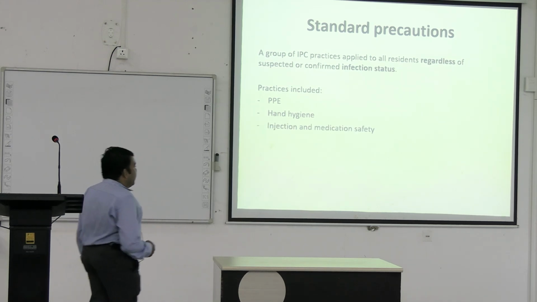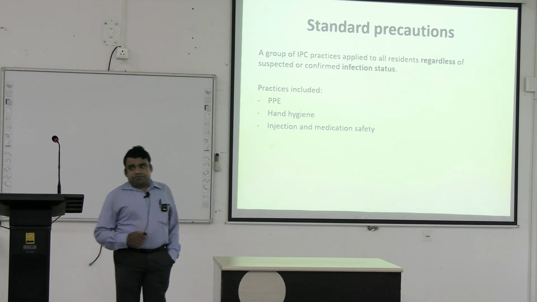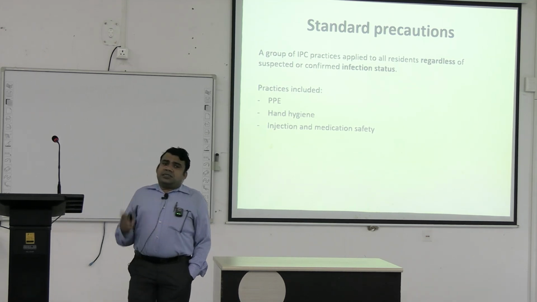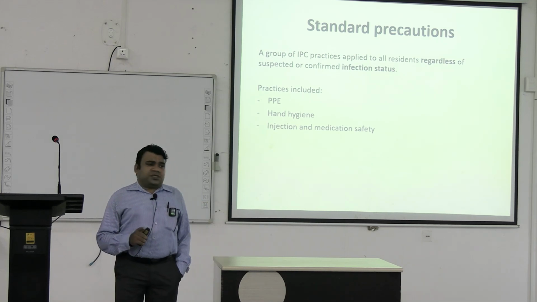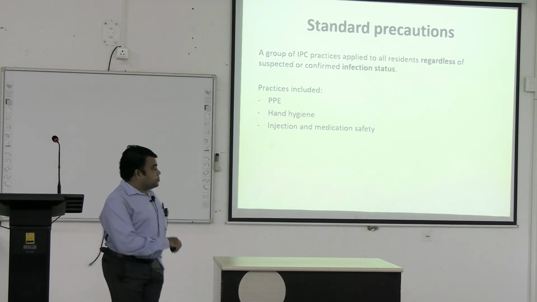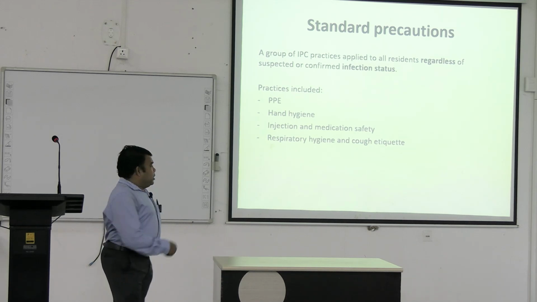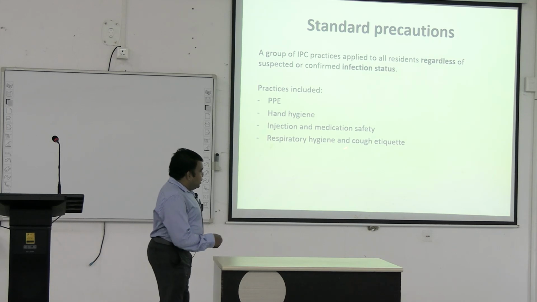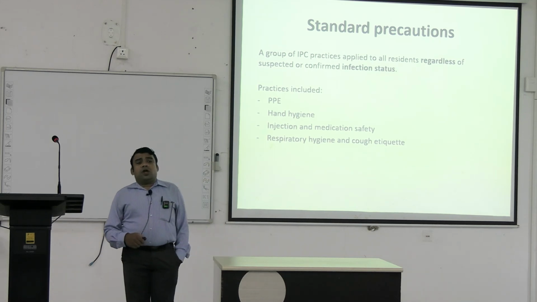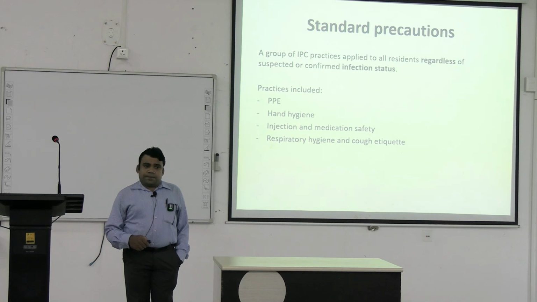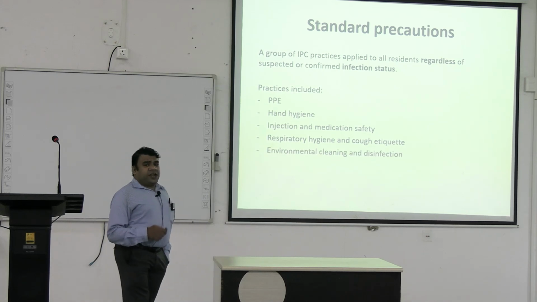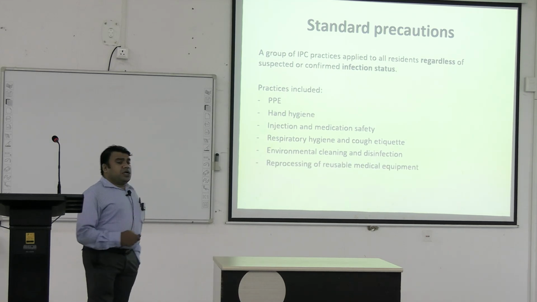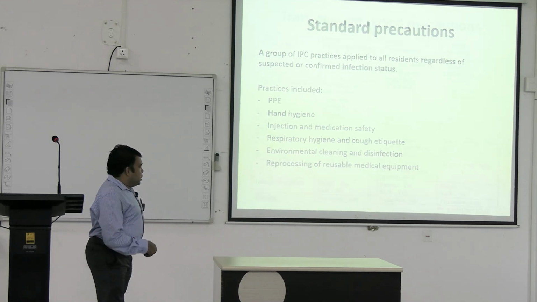The next part would be injection and medication safety. I'll come to it in detail much later. But injection and medication safety is not only for the patient but also for the healthcare workers. Third would be respiratory hygiene and cough etiquette. This is predominantly targeted at droplet and airborne transmission. Okay. Next would be environmental cleaning and disinfection. Then reprocessing of reusable medical equipment.